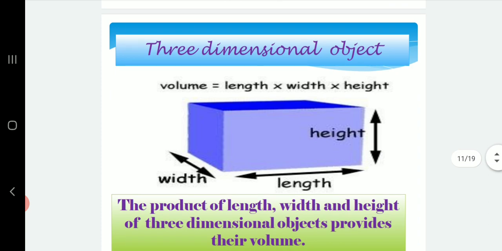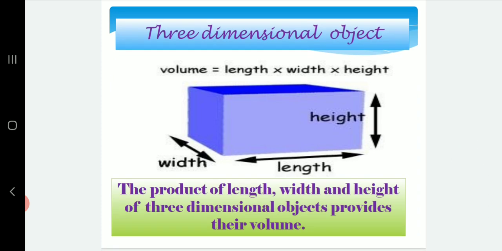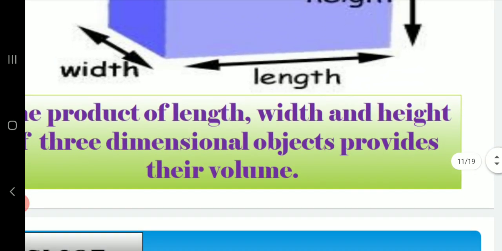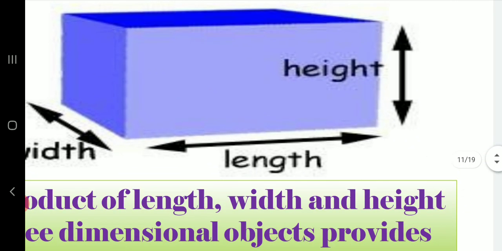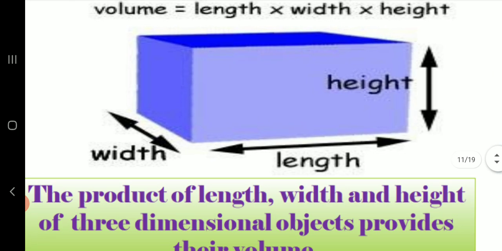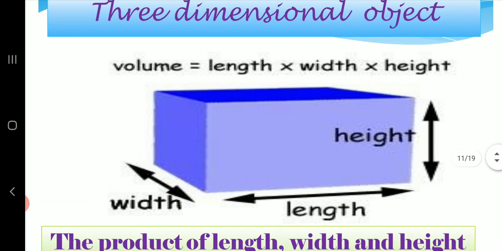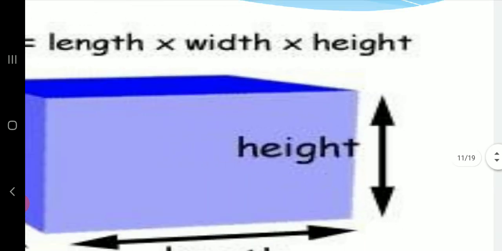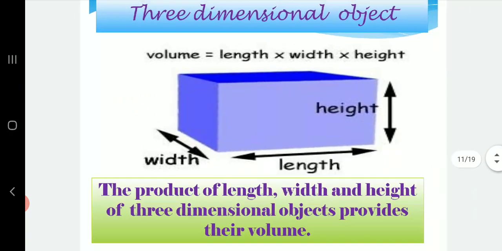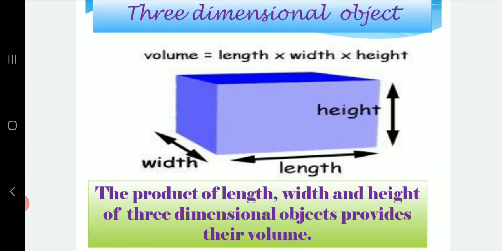Okay, the next we are going to learn is the three-dimensional object. Now in the first one we have learned that the figure has length and width. Here also the figure has length and width. You can see the length of this cuboid and width, and it also has height. Means this object has length, width and height. With the help of this we can find the volume, or the space occupied by this object.